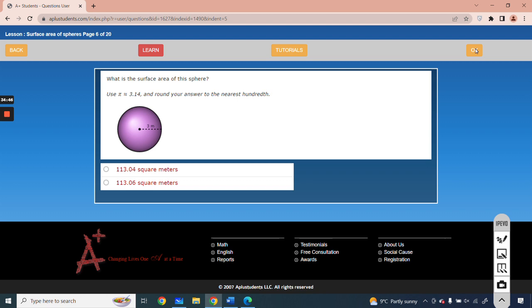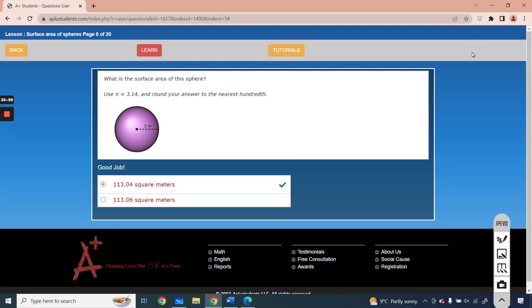So you have to use 4 pi r square, that is 4 times 3.14 times 9, so it would be 113.04. Got it? Just select the correct option and click on the OK button.